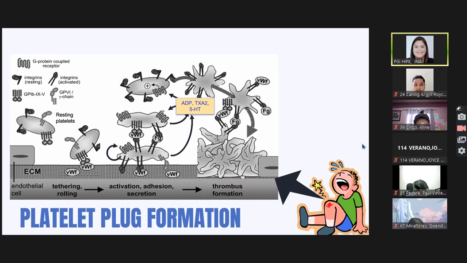And then following that, the platelet plug is strengthened further by the binding of GP2B/3A on the platelet membrane and the plasma fibrinogen interspersed between the platelet plug, resulting in further compaction of the plug. So it makes the plug more stable.